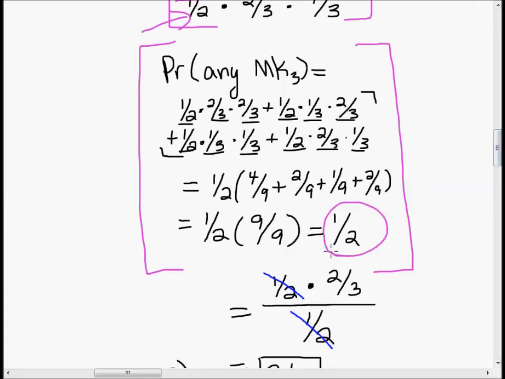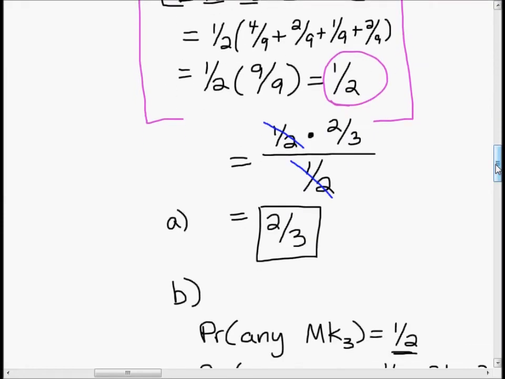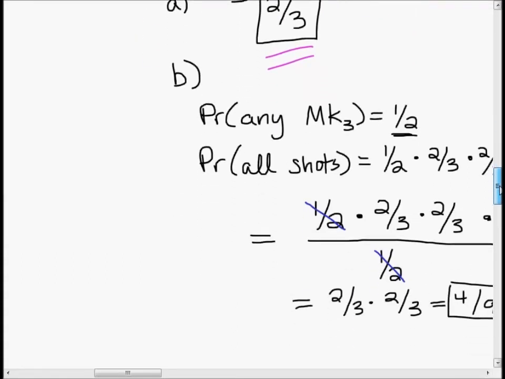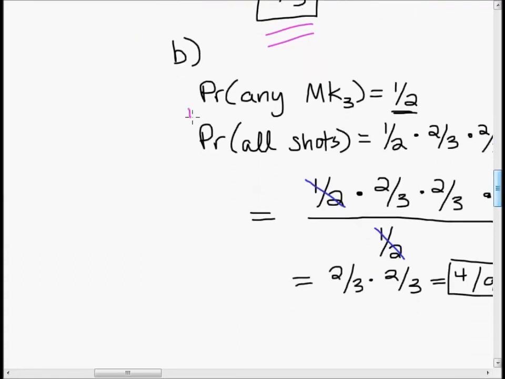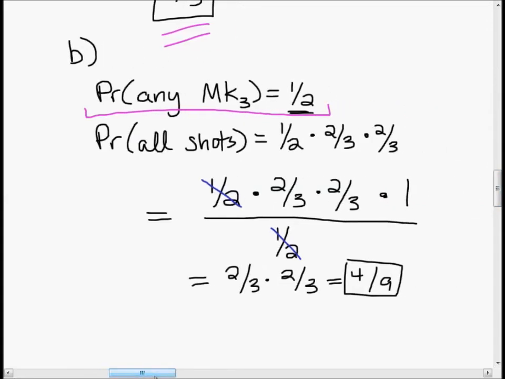We got 1/2. And so when we plugged that into our formula from above, we got 1/2 times 2/3 over 1/2. We did some cancellations, and we got 2/3. And so part B was much, much faster because we knew that the probability that he makes any of the third shots is 1/2. That was nice and simple. And we found the probability that he makes all 3 shots. We just plugged that in. And we knew that if he makes all 3 shots, the chance that he makes the first shot is 100%. If he's going to make all 3, he has to make that first shot.